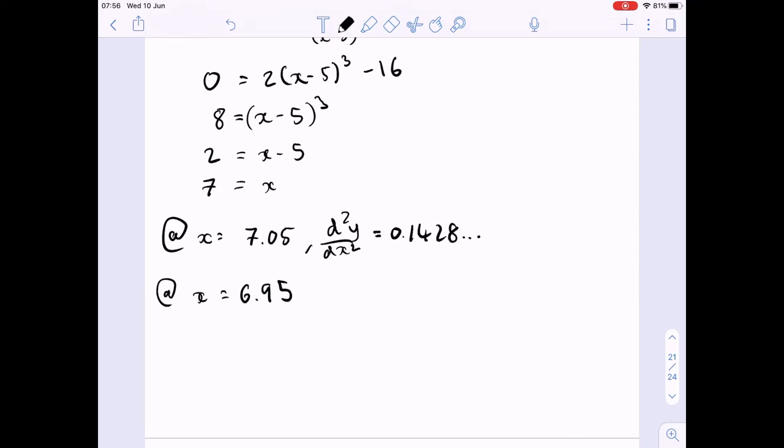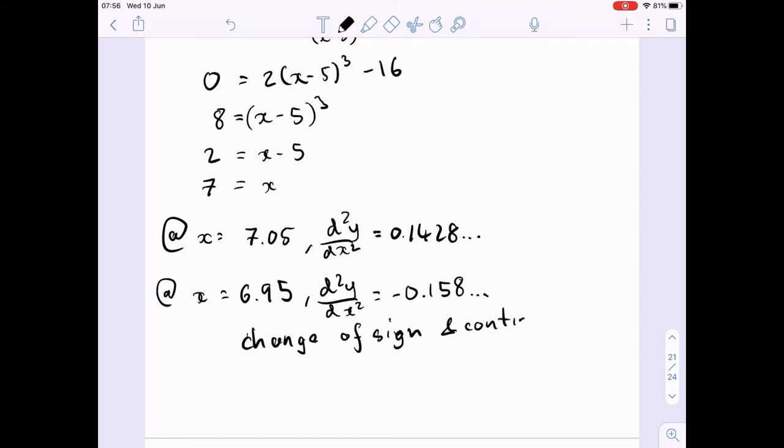And we can do a similar thing at x equals 6.95. So I'm just going to edit my equation, so it's 6.95 instead. And I get a negative value, so d2y by dx squared equals minus 0.158. Okay, so we can conclude change of sign and continuous, therefore point of inflection.